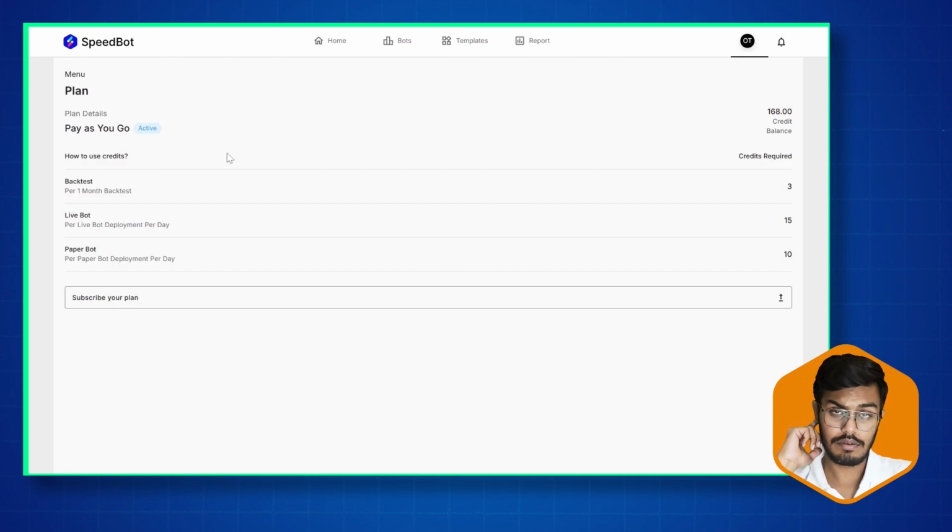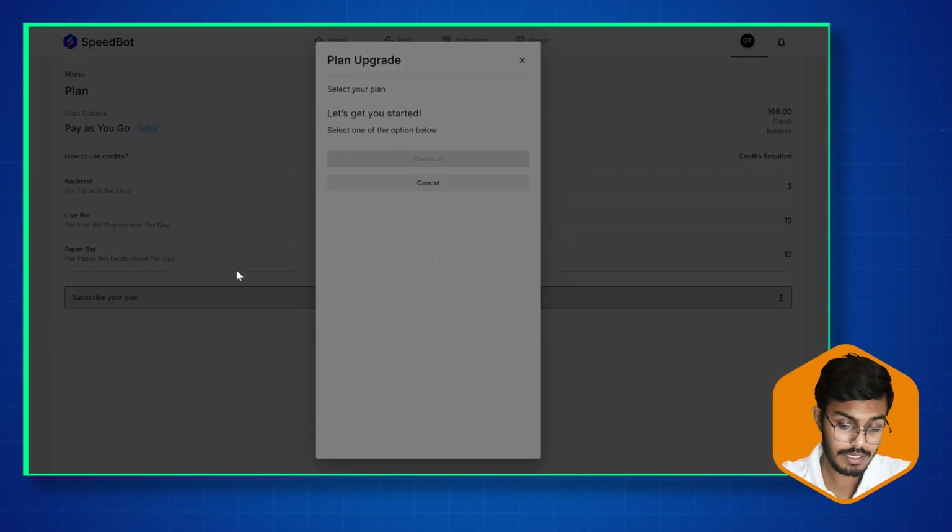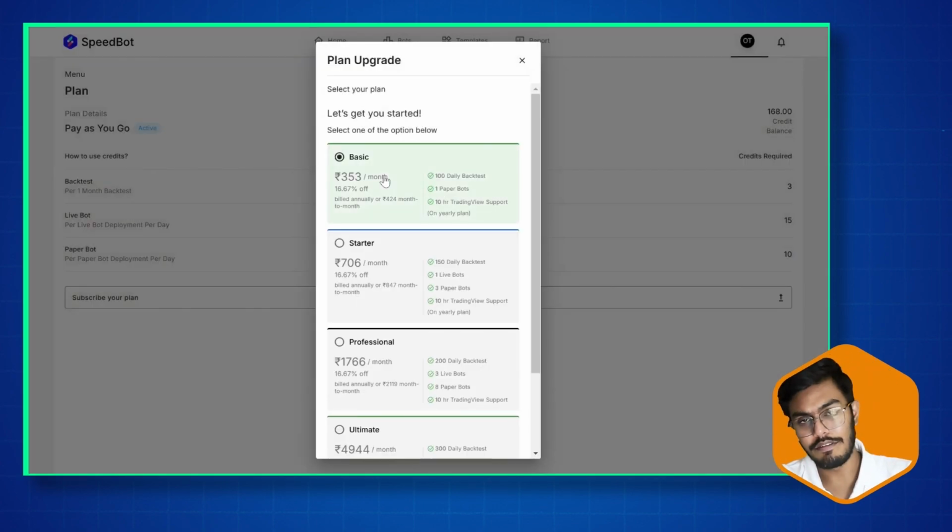For 1 month of backtesting, you get to have 3 credits, where 1 credit equals 1 rupee. So for testing your strategy on the historical data for 1 month, it would take around 3 credits. Then deploying it live in the market would take around 15 credits or 15 rupees equivalent. And likewise for the paper bot, 10 rupees, right? So this is the prepaid model or the pay-as-you-go plan. Apart from that, if you have some defined metrics, defined operations that you'd like to perform, then you can have the subscription based plan. It starts from somewhere around 350 rupees per month.